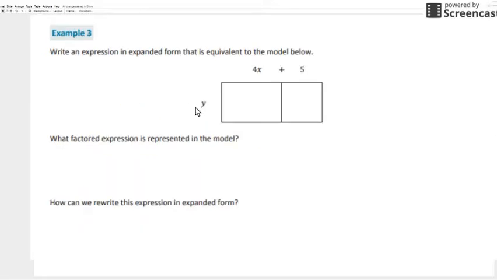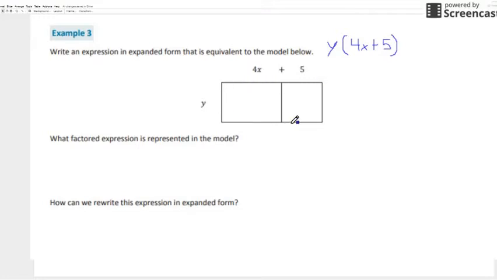All right, if we look at this, here's another diagram that I like. We're going to take the same basic idea, but now we're going to use a different model. Here it says rewrite the expression in expanded form. This is equivalent to the model below. I want to show you what this would look like as a problem itself, before we do the multiplication. So this is saying y times 4x, y times 5.